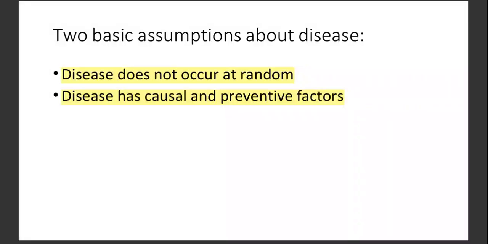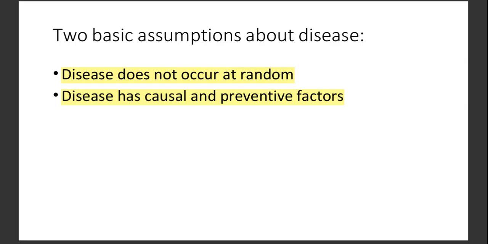So, two basic assumptions about disease. Every time you are studying disease, we take two assumptions. Disease does not occur at random. Everyone that has got a disease, it means that there's something that has caused it. It can't be random. There is something that changed, whether in their body or in their environment.